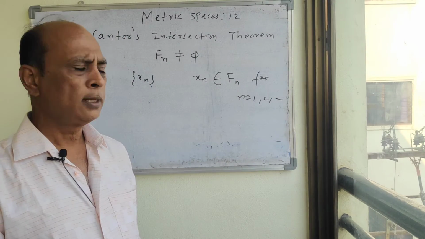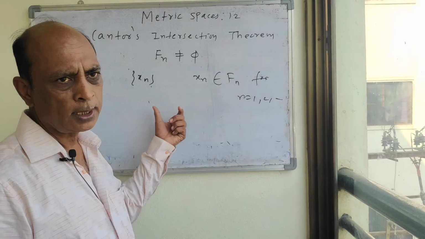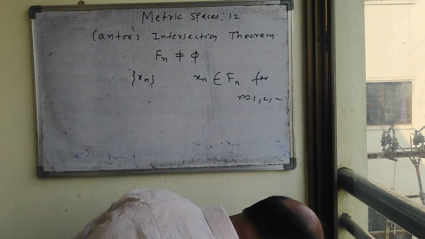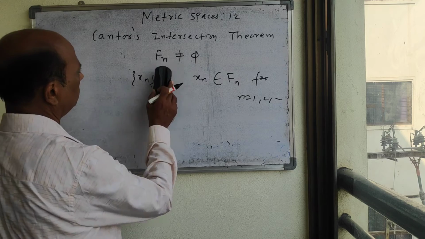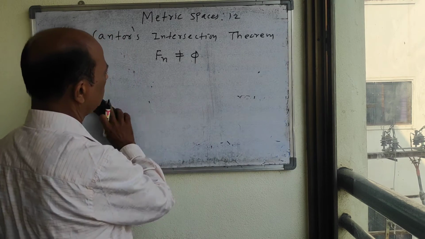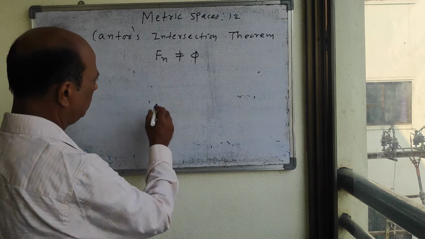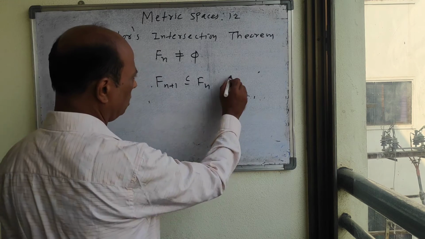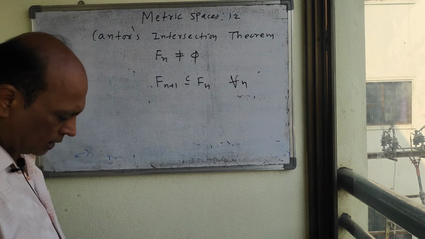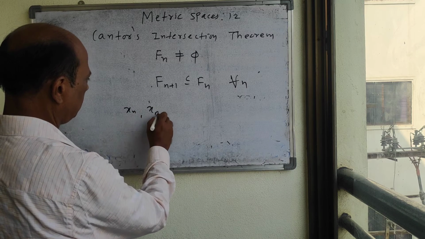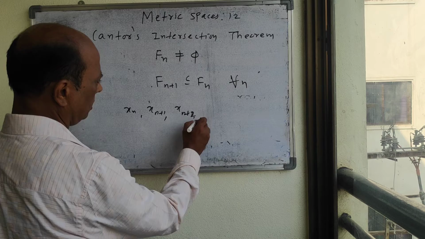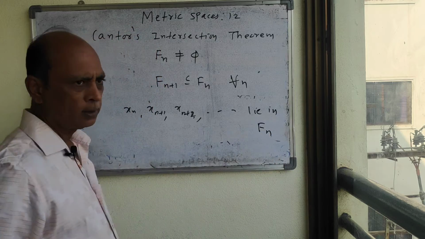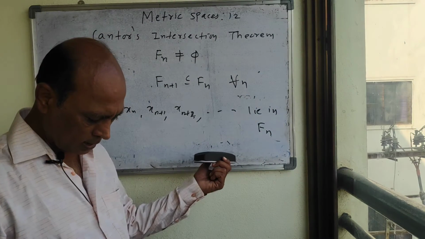And now our aim is to show that this sequence xn will be a Cauchy sequence. Now, this sequence Fn is a decreasing sequence, and therefore Fn plus 1 is a proper subset of Fn for all n. And therefore xn, xn plus 1, xn plus 2 and so on all lie in Fn.